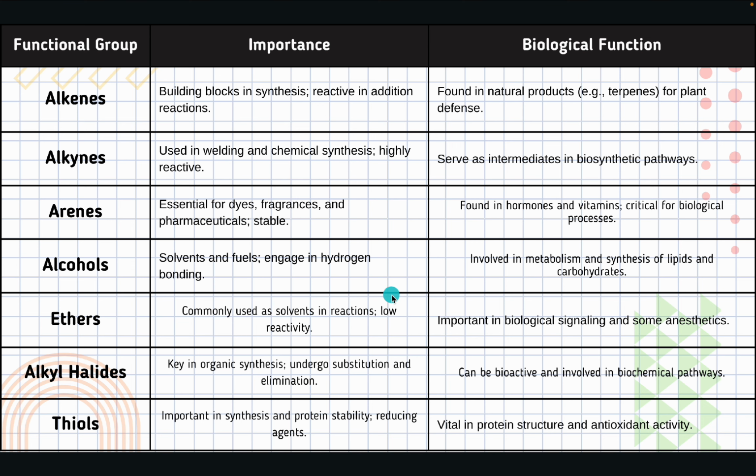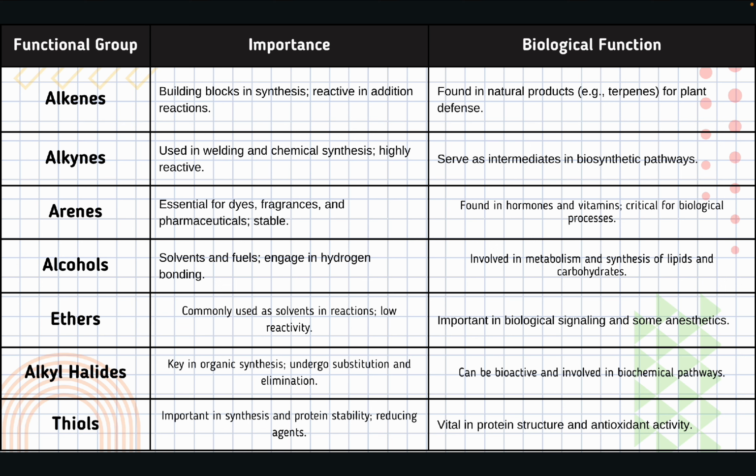Ethers are commonly used as solvents in organic reactions due to their low reactivity and ability to dissolve a wide range of compounds. Their structure allows them to act as good solvents for nonpolar and polar substances. For their biological role, some ethers are important in biological signaling, for example in lipids, and they can also act as anesthetics.